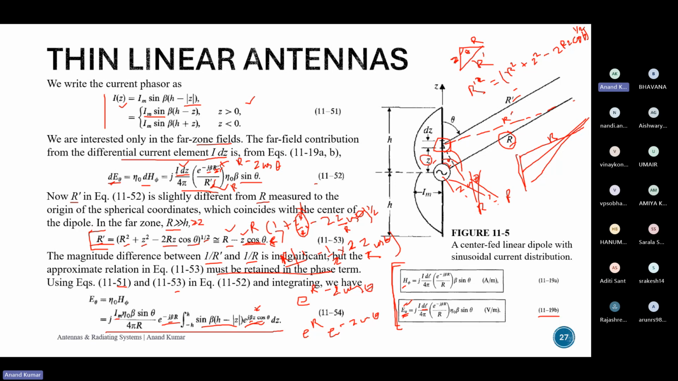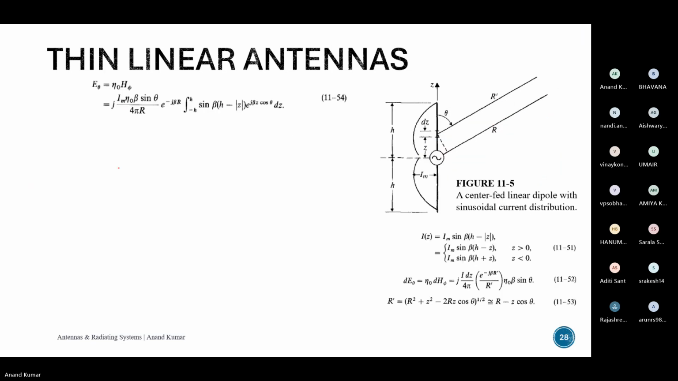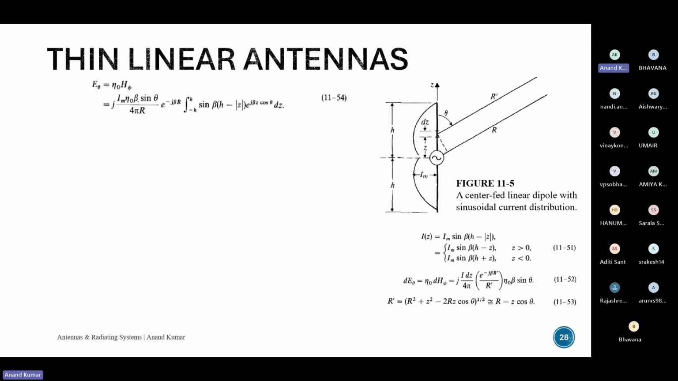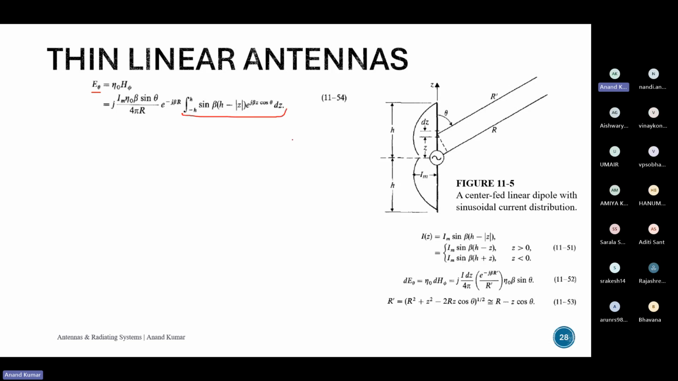Okay, I hope everybody got time to go through the steps. If there are no questions, we'll proceed with the derivation. Up till now we defined the current, then wrote down the expression for the elemental dipole, and integrated it to get the expression for the electric field. In the previous slide we got the expression for the electric field, but we are still left with this integral over here.